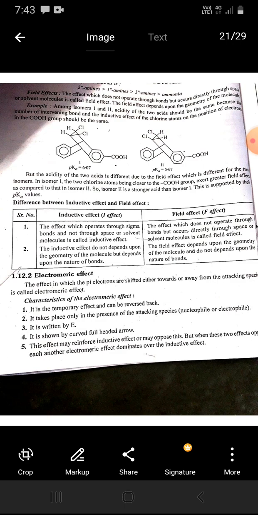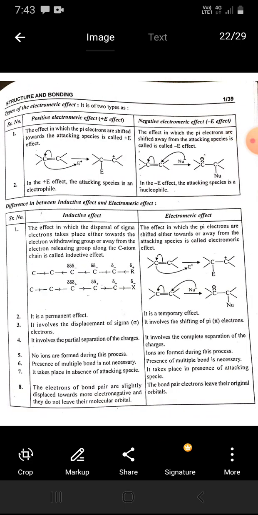This effect may reinforce the inductive effect or may oppose it, but when the two effects oppose each other, the electromagnetic effect dominates over the inductive effect. Types of electromagnetic effect: positive electromagnetic effect and negative electromagnetic effect.